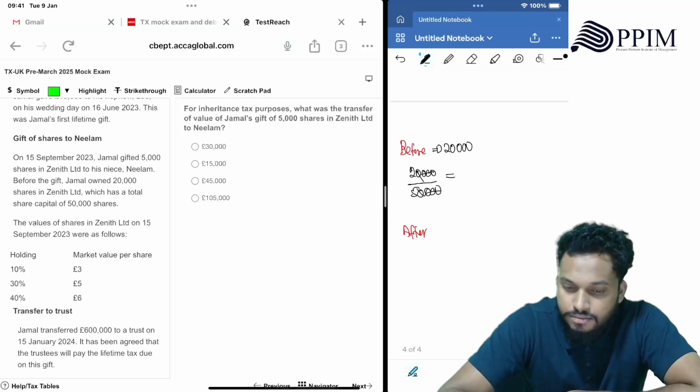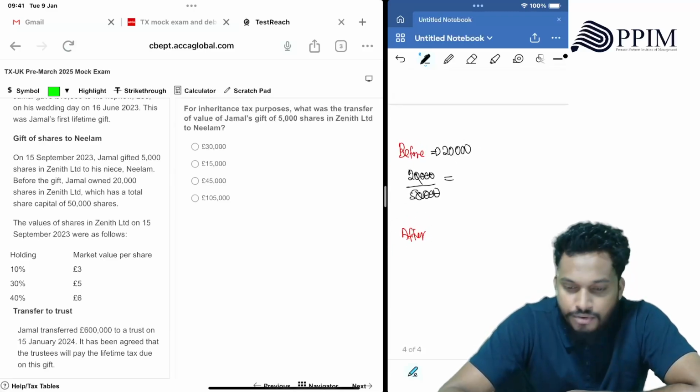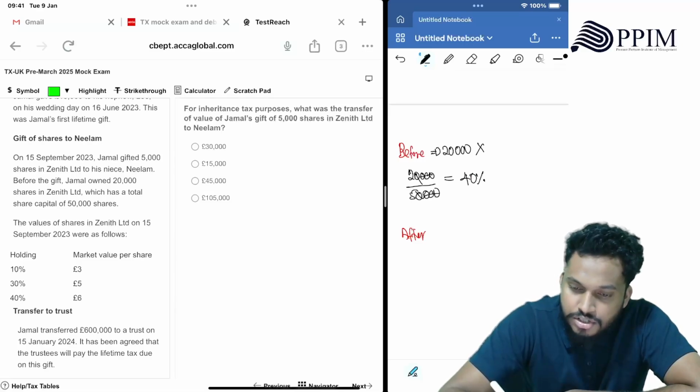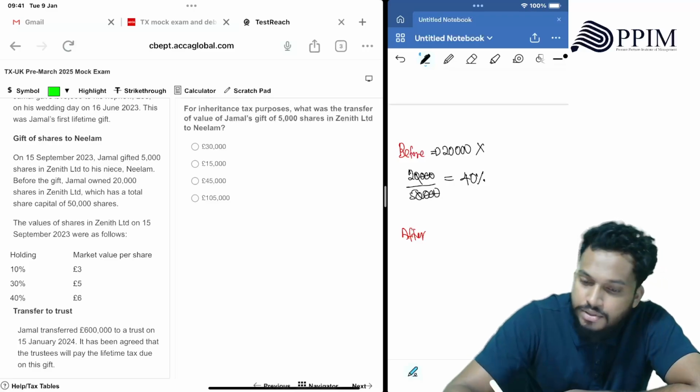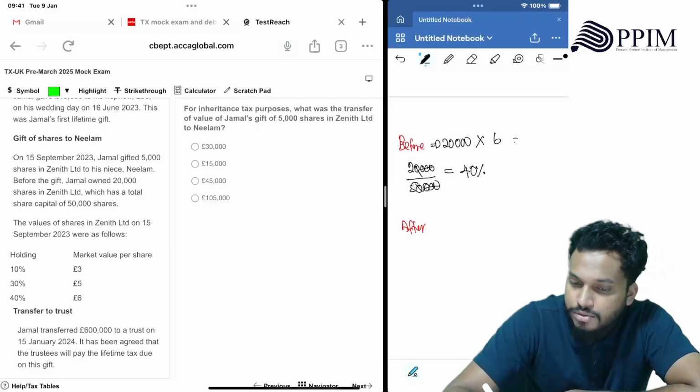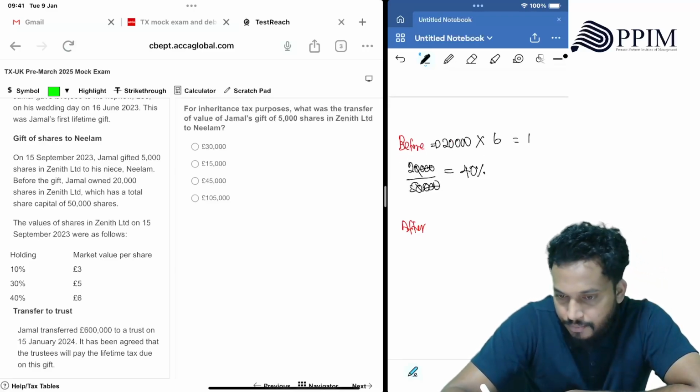How much is that? 2 divided by 5, 40%. So 40%, which means these 20,000 shares need to be valued at a 40% holding. At 40%, it will be 6 pounds per share. So that will be how much? 120,000 pounds.